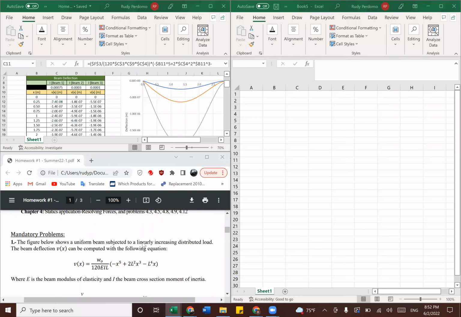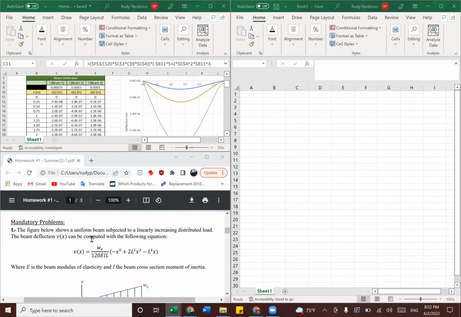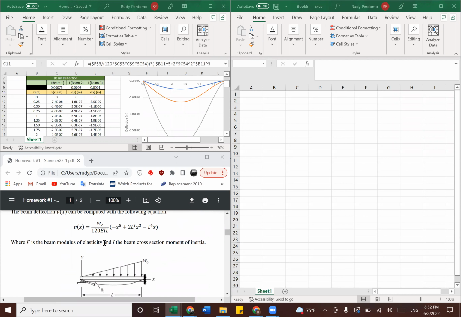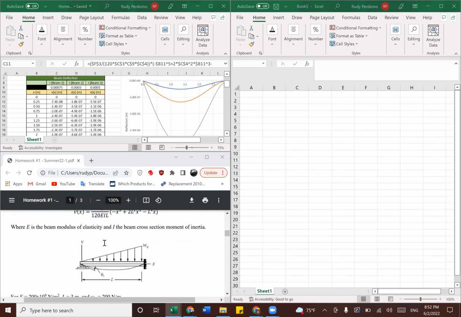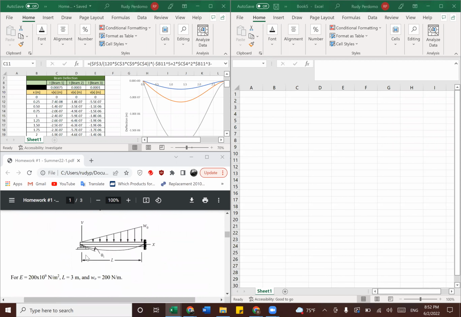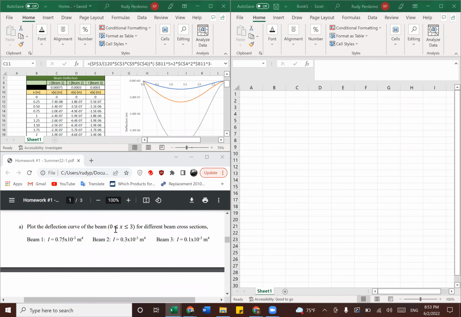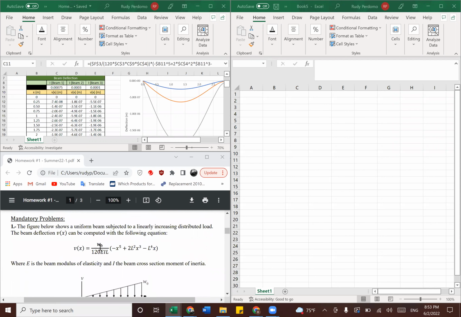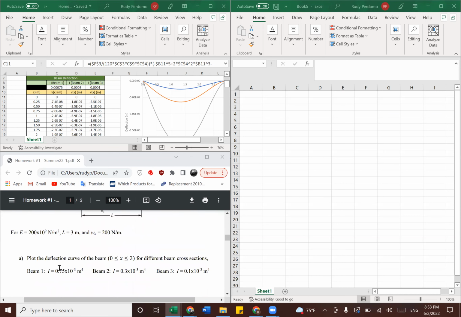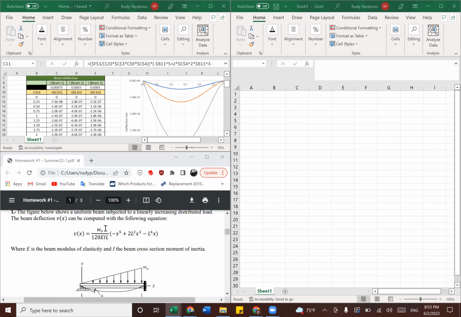All right, so for number one, it says the figure below shows a uniform beam subject to a linearly increasing distributed load. And this is the formula for the beam deflection. They give us E, L, and W0, and they're telling us to plot the deflection curve from x equals 0 to x equals 3 for the different values of I here. So pretty much what we're doing is plotting three formulas, one for each of the values of I. So three formulas with variable x.